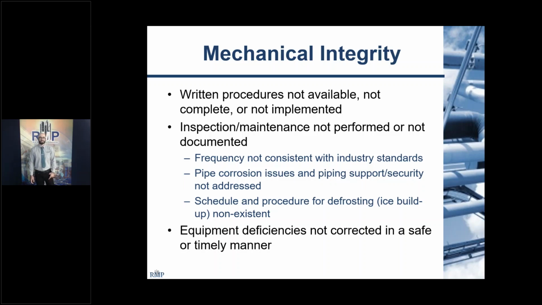Moving on to mechanical integrity. RIM procedures not available or not complete, inspection, maintenance not performed or not documented, frequency not consistent with industry standards, pipe corrosion issues and piping support security not addressed, schedule and procedure for defrosting, ice buildup non-existent, equipment deficiencies not corrected in a safe or timely manner. These are just a list of common deficiencies we see with mechanical integrity and should be thought of throughout your validation process.